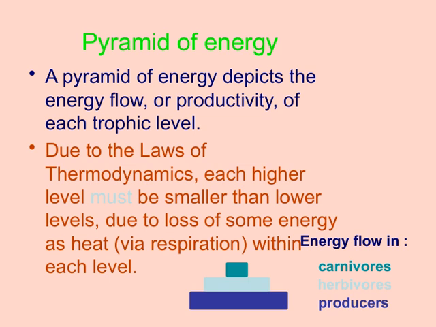Understanding this pyramid helps us grasp the efficiency of energy transfer in ecosystems. It also highlights why energy diminishes as it moves through the food chain. This concept ties back to the overall theme of energy flow and productivity in ecosystems, emphasizing the importance of energy conservation and loss at each step.